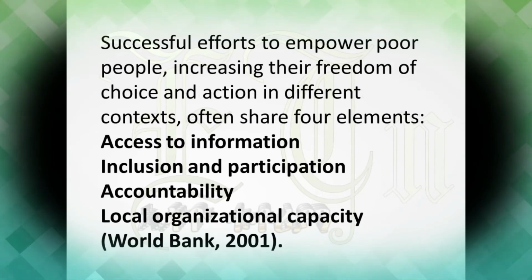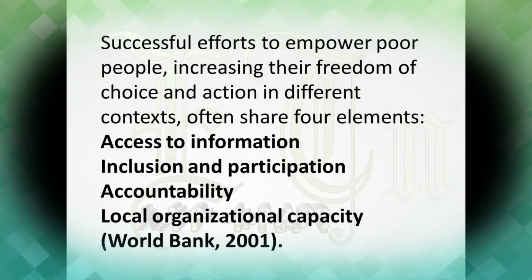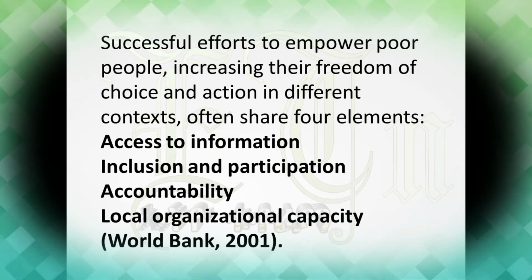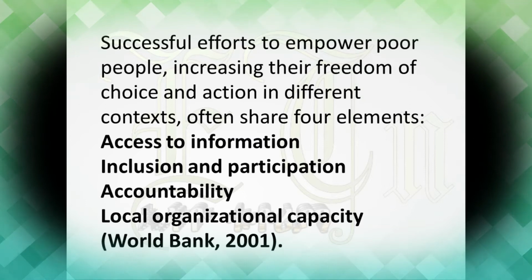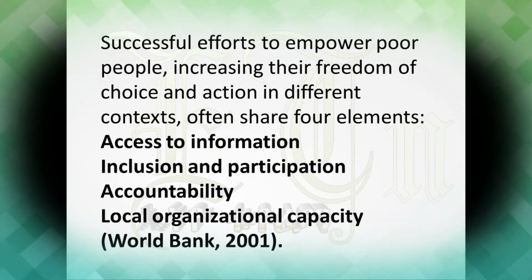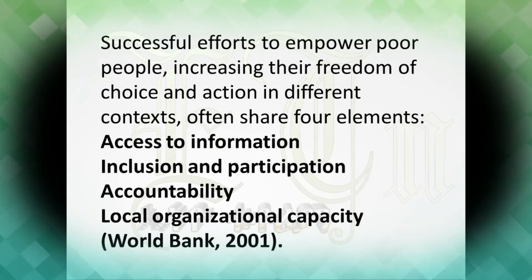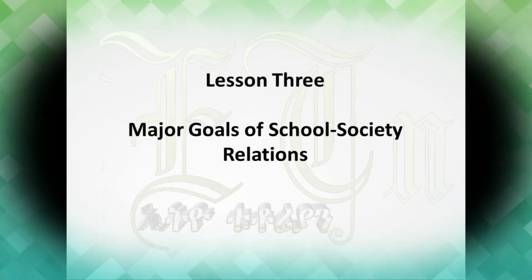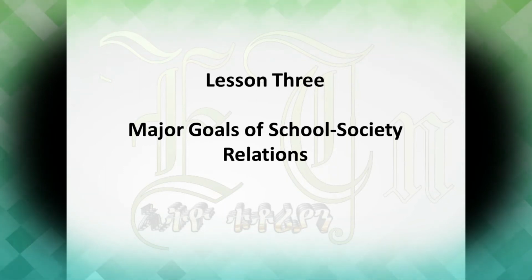Successful efforts to empower poor people, increasing their freedom of choice and action in different contexts, often share four elements: access to information, inclusion and participation, accountability, local organizational capacity. World Bank, 2001. Lesson 3, Major Goals of School-Society Relations.